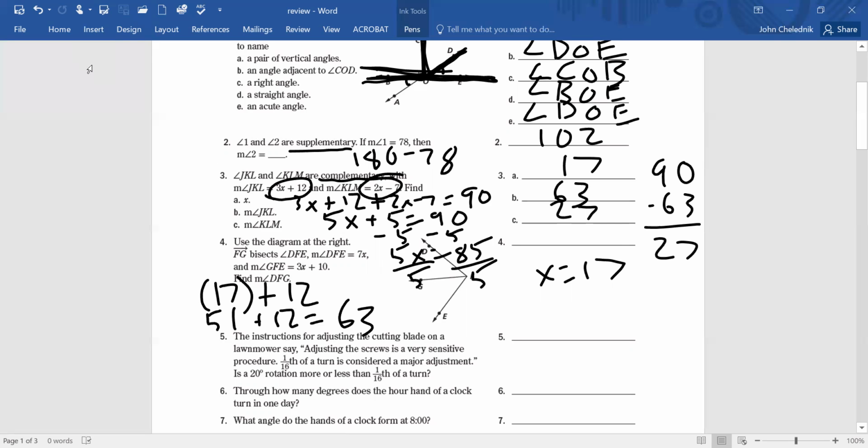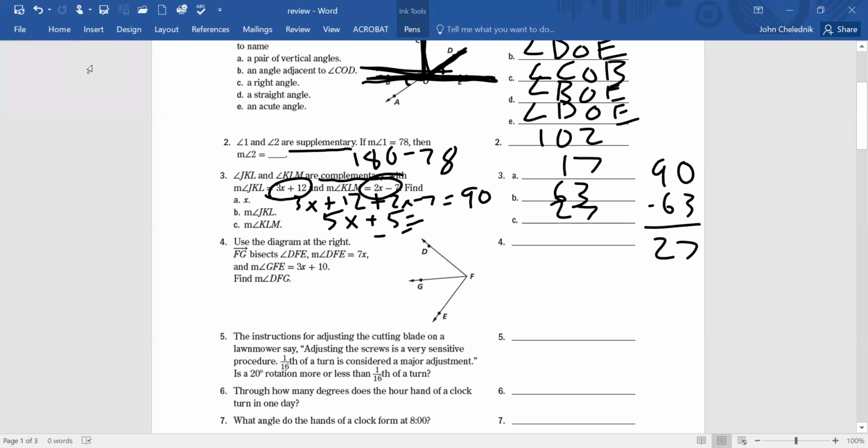I haven't left room for the next problem, so I'm going to erase, just so we have some room. Hopefully when you're doing this, you can have some extra room. It says, use the diagram at right. Ray FG bisects, that means cuts in half. So these are actually equal angles because it's being cut in half.